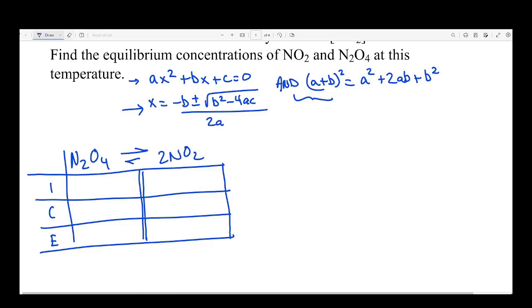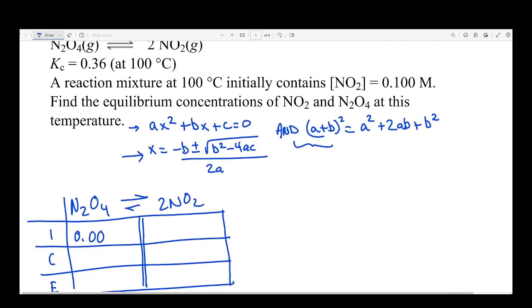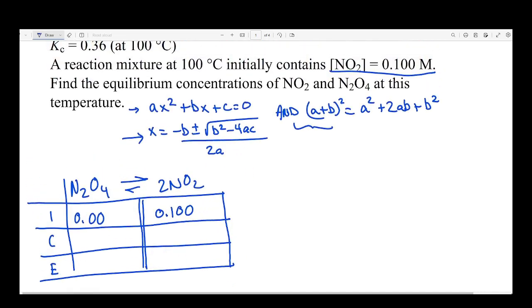Okay, so let me clean this up a little bit. So our starting concentration for the N2O4 was 0, because we were told that we initially only had NO2 of 0.1 molar, so our NO2 is 0.100 molar. That means we have no N2O4.